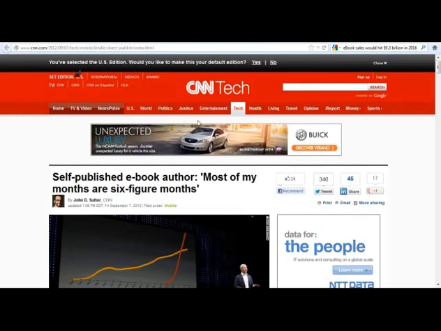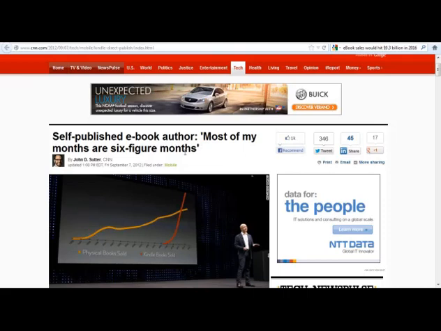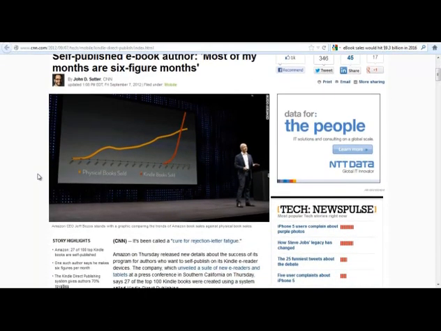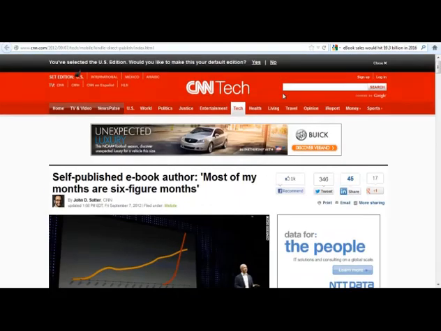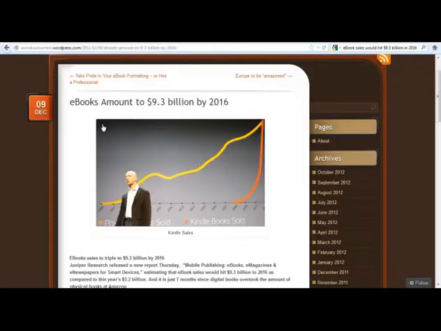Here is another CNN article, and in this article, it's talking about how there's one self-published author out of the many that they're referring to in this article, and he's being quoted as saying, "Most of my months are six-figure months," so he's doing $100,000 or more within a 30-day period, and this is by publishing his ebooks to Amazon's Kindle platform. All right, so I mean, that's just huge. And to have a very credible site like CNN cover this just shows you the legitimacy of publishing content to Amazon's Kindle platform.